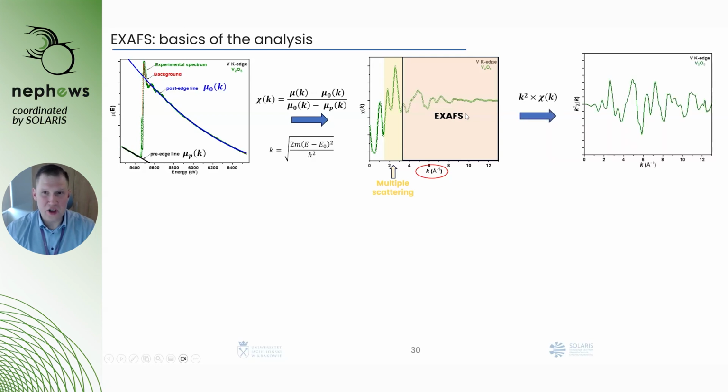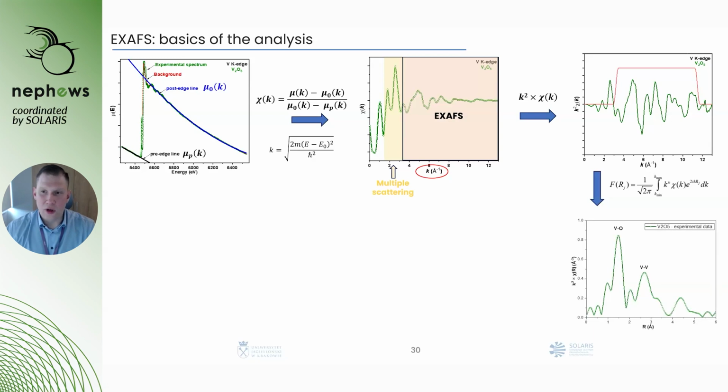In order to make these oscillations more pronounced, we multiply this oscillation function by wave number squared or wave number cubed. And then we could see that these oscillations became more pronounced. And with this oscillation function, we could make a Fourier transformation, and if we do it, we could transform this oscillation function made in K space to a real space, and analysis of these peaks which we get after the Fourier transformation allows us to investigate the interaction between the absorber atom and the atoms in the nearest coordination shell.